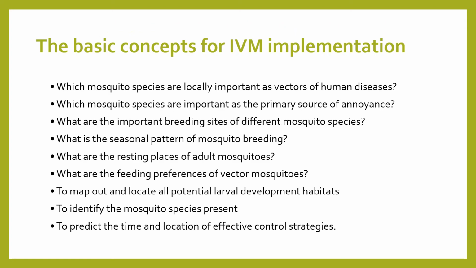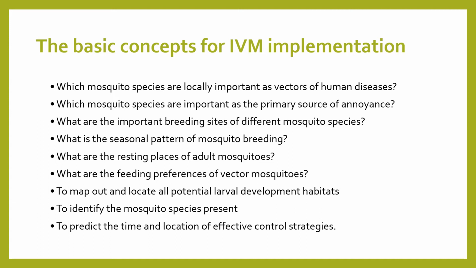While implementing integrated vector management, there are some basic concepts you have to keep in mind. For example, you should know which mosquito species are locally important as vectors of human diseases. At some places, the Anopheles mosquito could be the problem. In some places, it could be Culex, or at other places, it could be Aedes. So, you have to find out which mosquito species are locally important as vectors of human diseases.